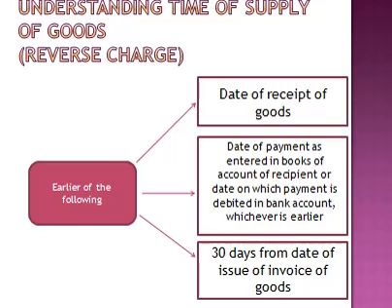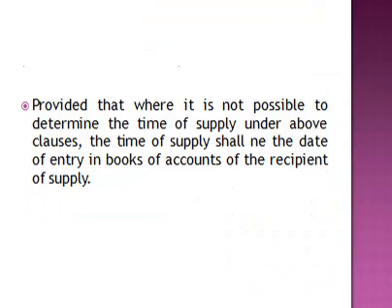So, once an invoice is issued by the seller, whichever is earlier, within that time limit, you are required to deposit the amount to the government. So, whichever is earlier again becomes the formula, and it is the date up to which the invoice should have been issued and the tax should have been deposited.